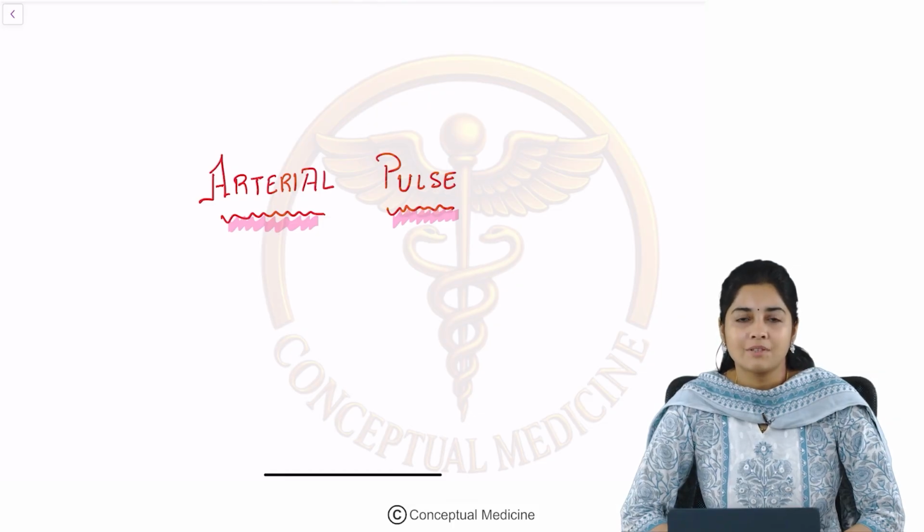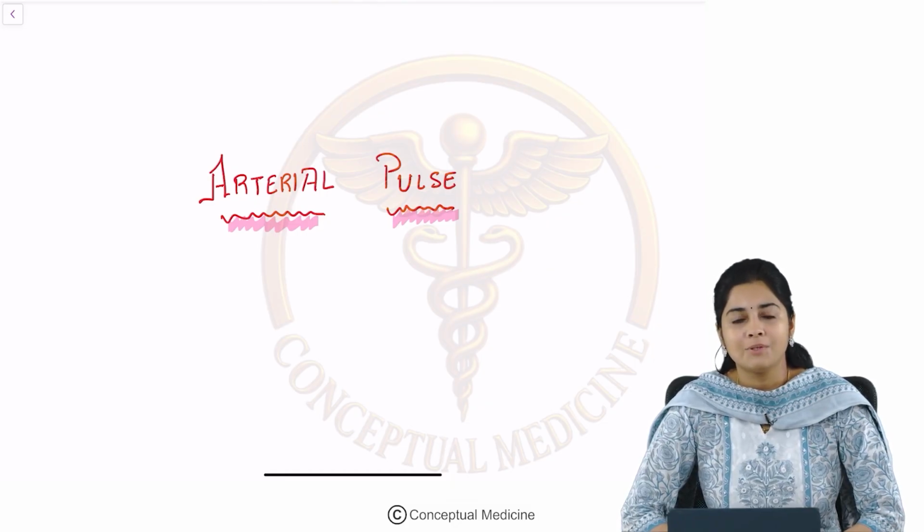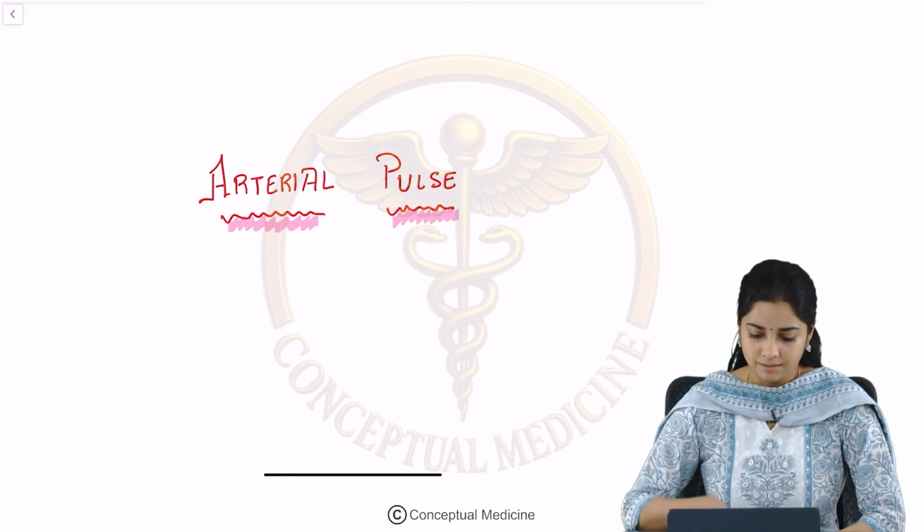Whenever it comes to cardiology, we should be very thorough with the basics. So we'll start off with the arterial pulse, the JVP, heart sounds and murmurs, and then move on to ECGs and core cardiology. Right? So let us start off with the arterial pulse.